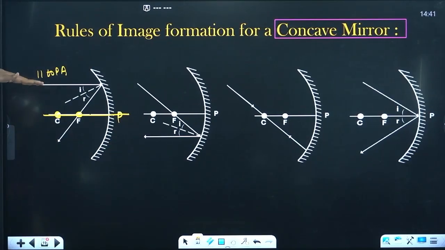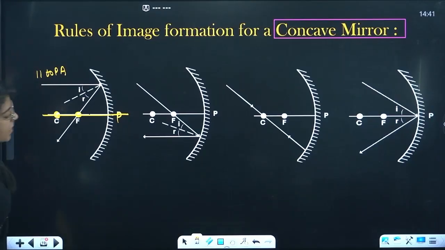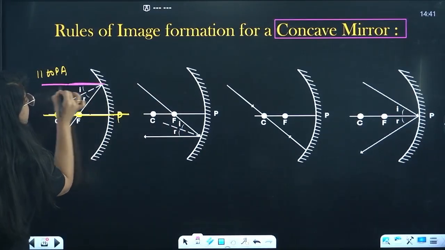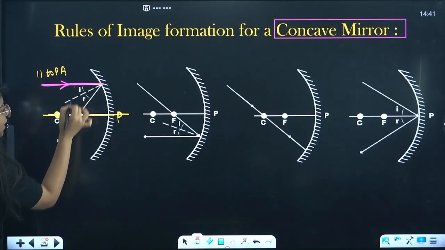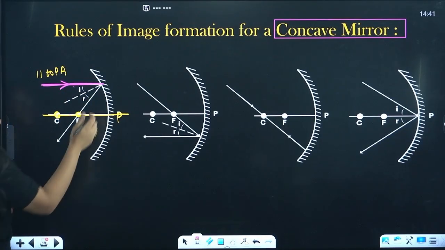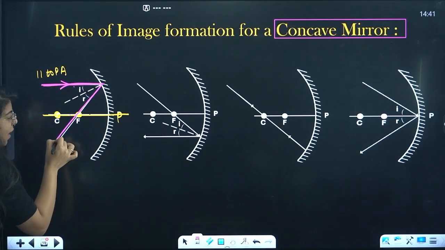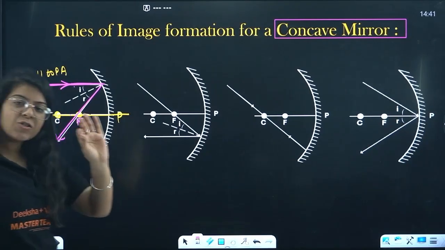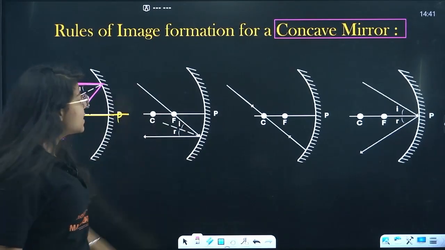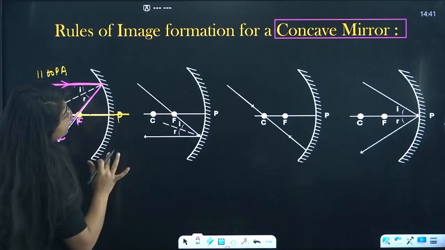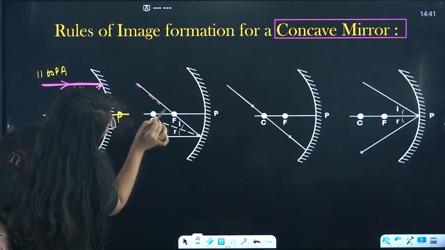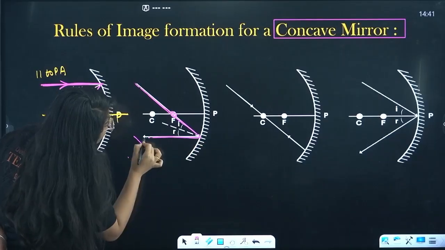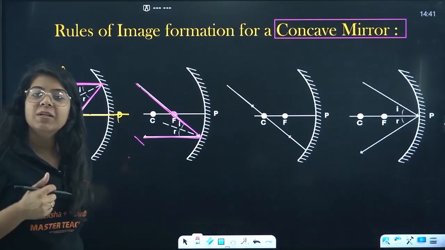If this incident ray is coming parallel to this principal axis, then it will reflect and pass through the focus. Understood? That is the first rule. The second rule is just the reverse of this. If the incident ray is passing through the focus, then it will reflect and become parallel to the principal axis.